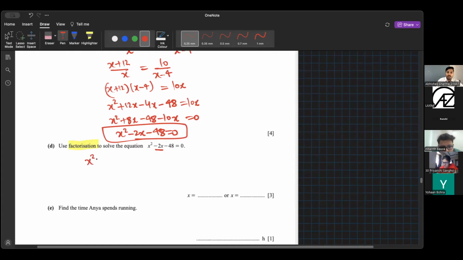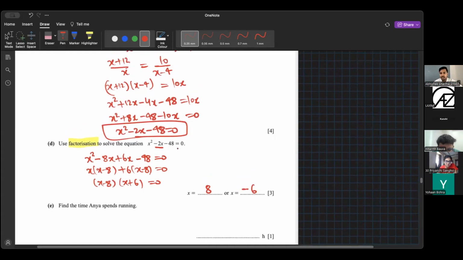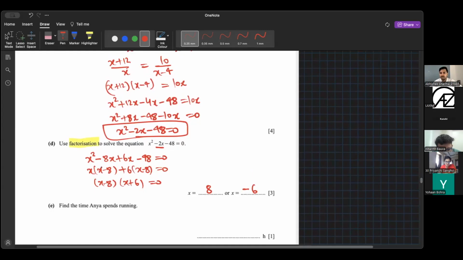We can write down x square minus 8x plus 6x minus 48 equals to 0. So x common: x minus 8, plus 6 common: x minus 8, that is equal to 0. So x minus 8, x plus 6, equals to 0. From here we can say that x equals 8 and x equals minus 6. Is this clear? Perfect. Any question, any doubts in this factorization method?